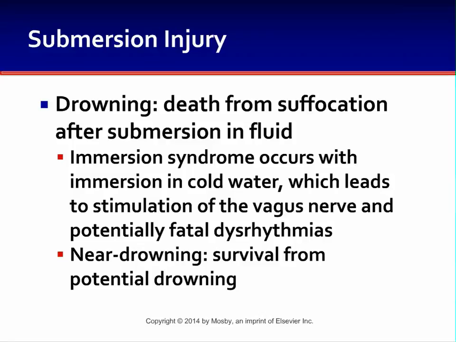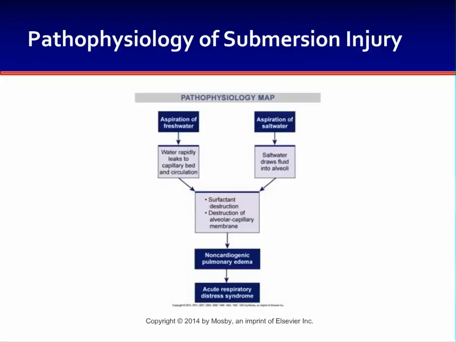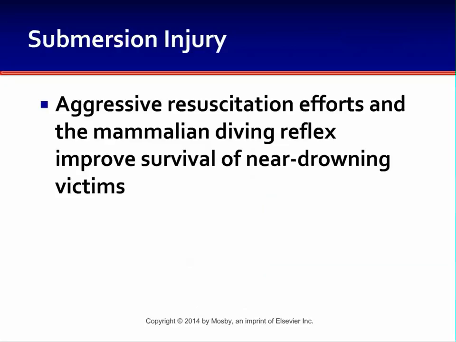Drowning is death from suffocation after immersion in fluid. Immersion syndrome occurs with immersion in cold water, which leads to stimulation of the vagus nerves and potentially fatal dysrhythmias. Near drowning is survival from a potential drowning. This is a schematic of the pathophysiology of a submersion injury. Aggressive resuscitation efforts and the mammalian diving reflex improved survival of near-drowning victims.